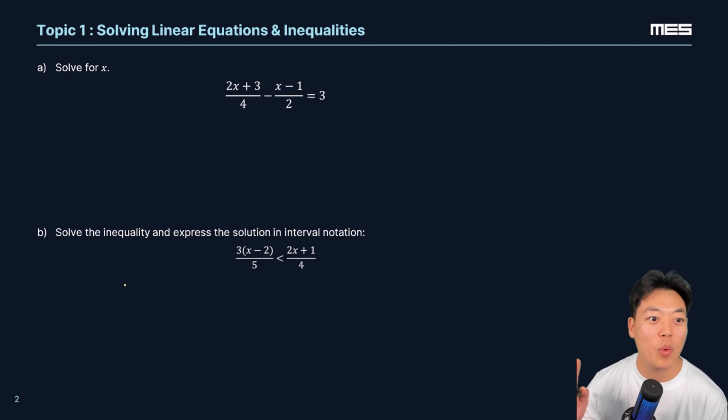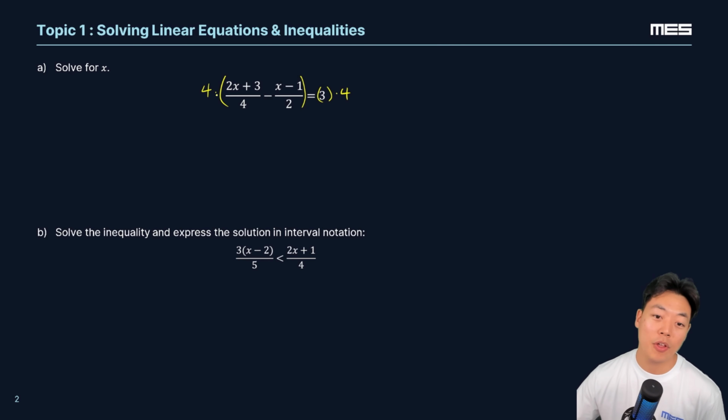In part A, we want to solve for x, and the first thing I want to do here is get rid of these denominators. So the first thing I'll do is multiply both sides by 4. Now another way to do this problem is to find common denominators on the left side, but I tend to want to not work with fractions. So this is the way that I do it.